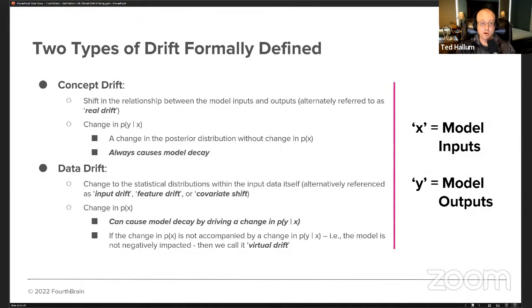So there are pros and cons to each of these types of drift and monitoring them. And you really just have to step back, assess the nature of your problem, and then pick the best type of drift detection to monitor for the type of problem that you have, and based on what you have access to, in terms of whether you have access to immediate ground truths or not.